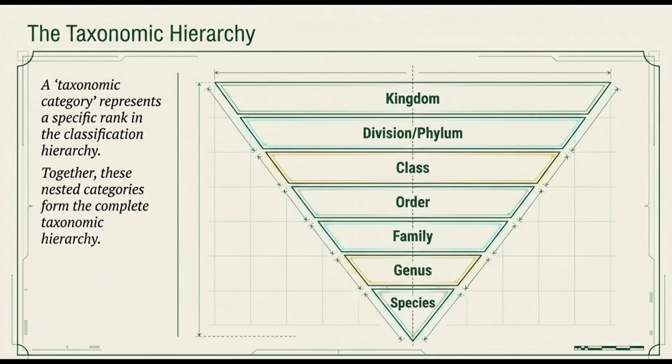Okay, so let's see the hierarchy. So the taxonomic hierarchy includes kingdom, division or phylum, class, order, family, genus, and species. As we move downward, the organisms become more closely related. Okay. So a taxonomic category represents a specific rank in classification hierarchy. Together, these nested categories form the complete taxonomic hierarchy. So as we mentioned, as we come to the bottom, they will have more things in common. They will be closely related. Okay, so we start from kingdom and we end at species.